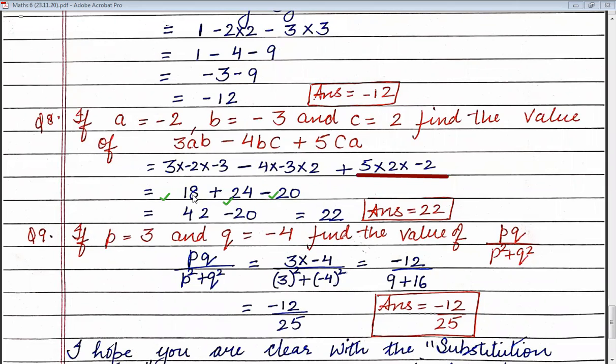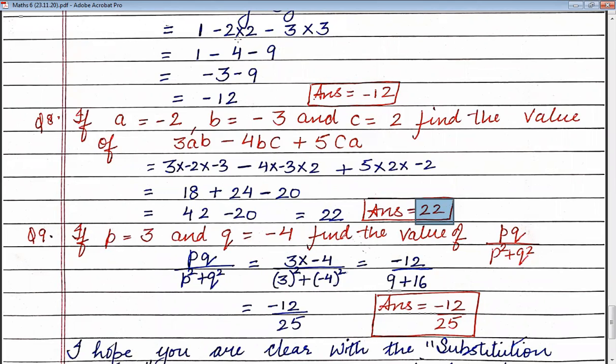Now let us solve them. 18 plus 24, 42 minus 20. So your final answer is 22. So now children, what is the value of the expression? Yes, it is 22. So when you have substituted the value as minus 2, minus 3 and 2, your answer of the algebraic expression is 22.